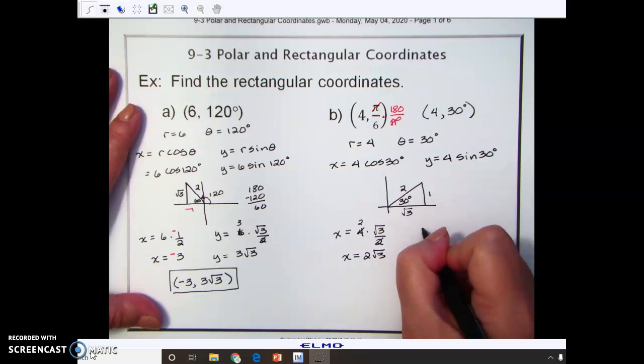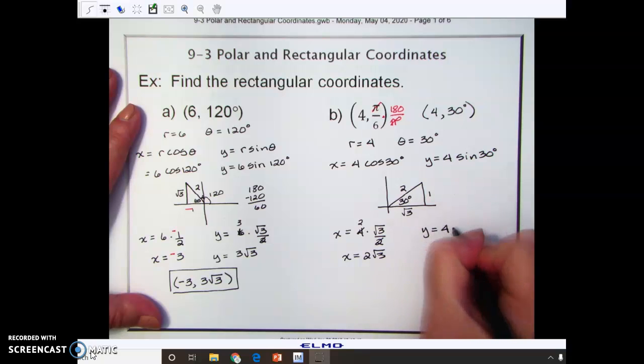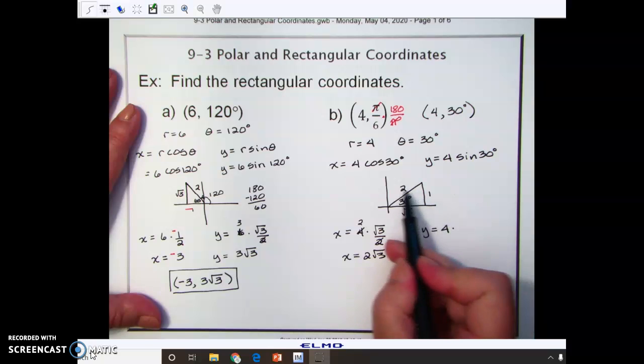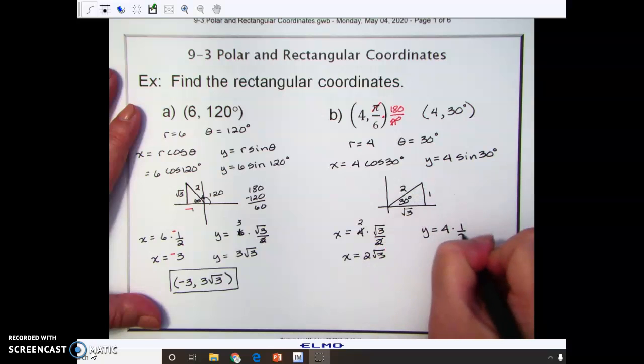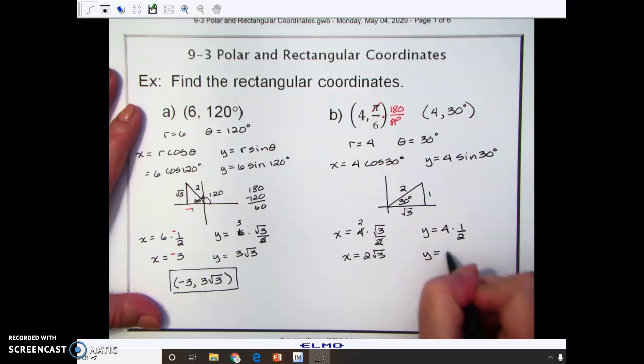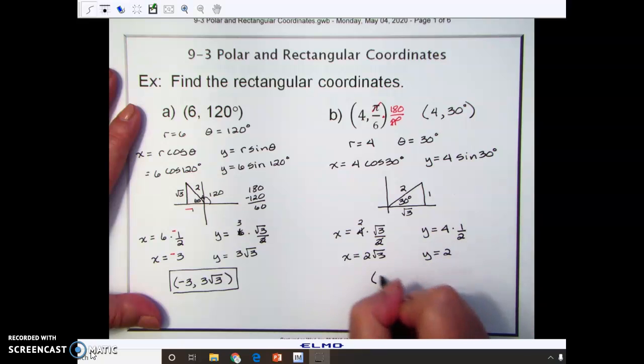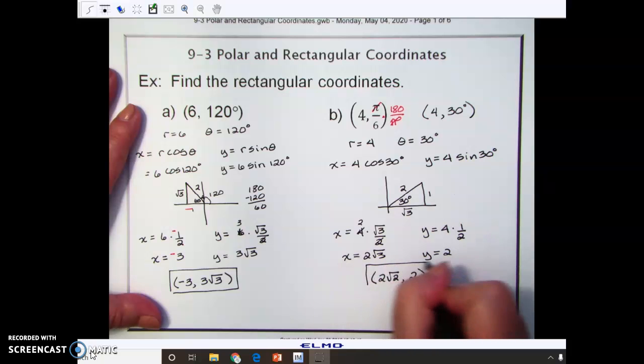And then for y, we get y is equal to 4 times the sine of 30 degrees. So opposite over hypotenuse is going to be 1/2. And half of 4 is equal to 2. And so we get 2 root 3 comma 2 as our x comma y.